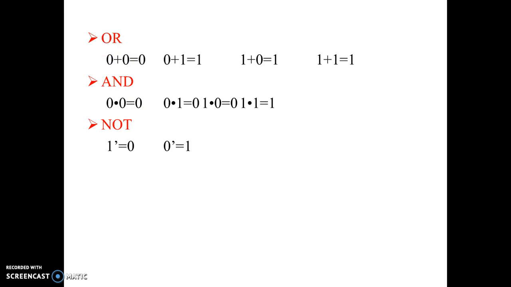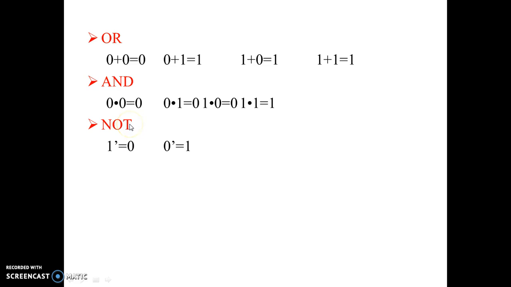OR function means it performs the addition operation. So 0 plus 0 is equal to 0, 0 plus 1 is equal to 1, 1 plus 0 is equal to 1 and 1 plus 1 is equal to 1. And the next type is the AND function. AND means it performs the multiplication operation. So 0 into 0 is equal to 0, 0 into 1 is equal to 0, 1 into 0 is equal to 0 and 1 into 1 is equal to 1.